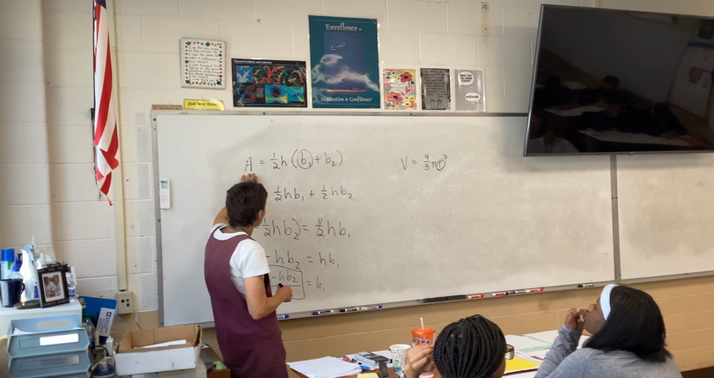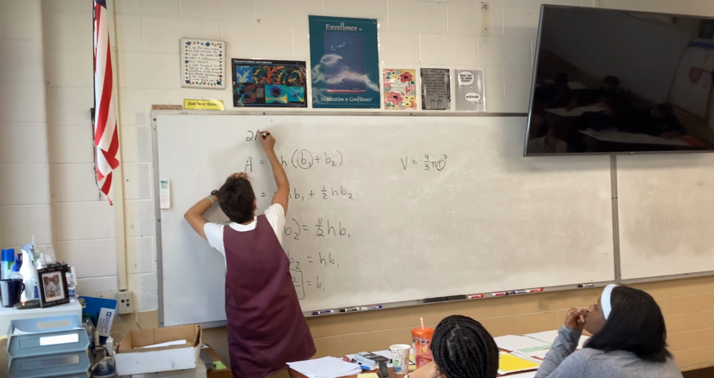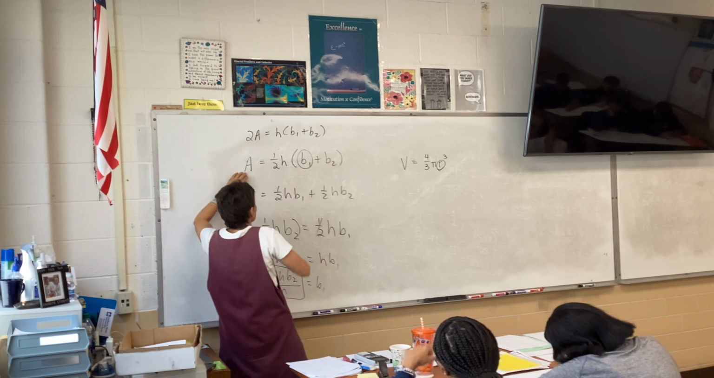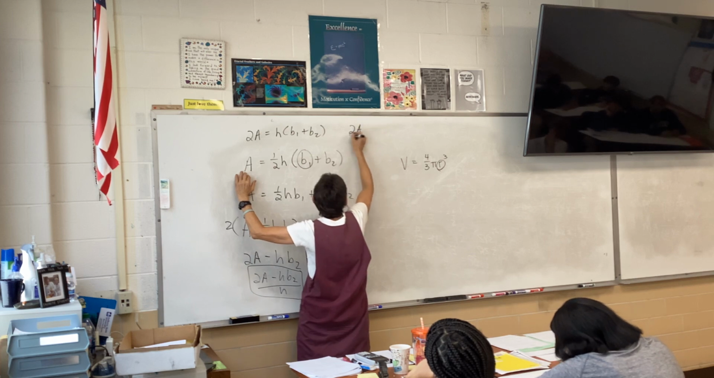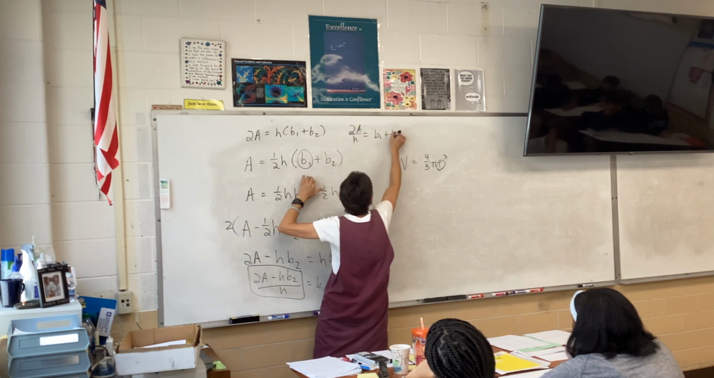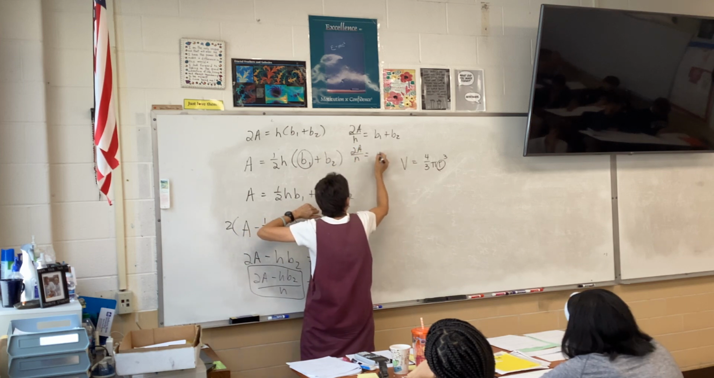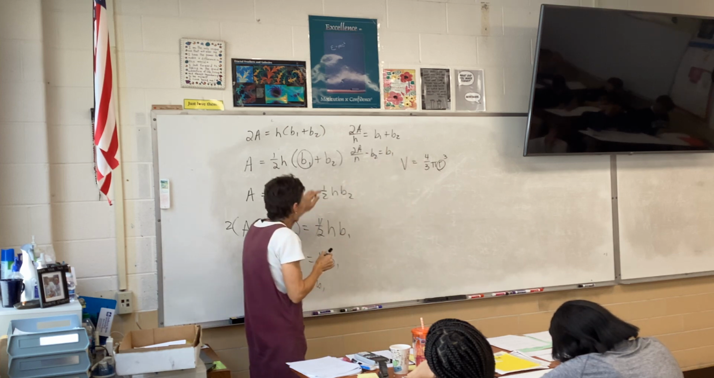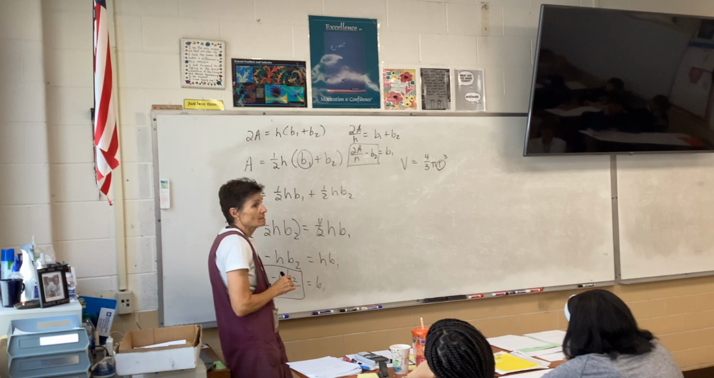Yeah. So first I just went ahead and multiplied both sides by 2. So 2a equals h times b1 plus b2. Okay, you multiplied both sides by 2. Yes. Then I divided by h. So 2a over h equals b1 plus b2. And then just subtract b2. So 2a over h minus b2 equals b1. And believe it or not, that is the same as this.